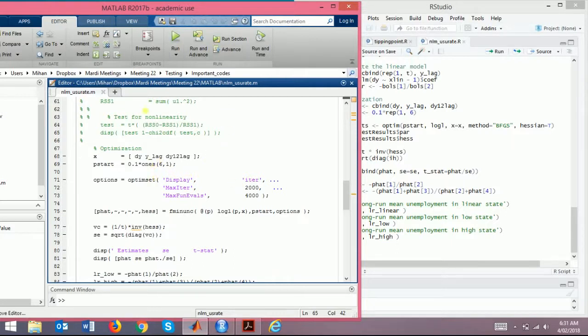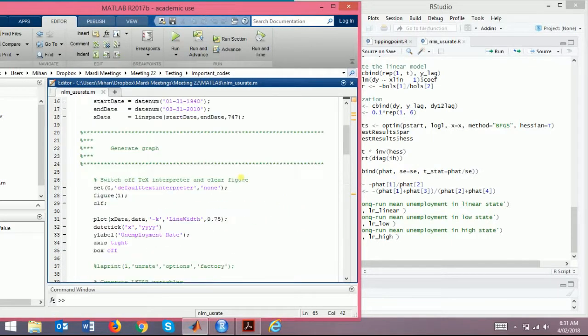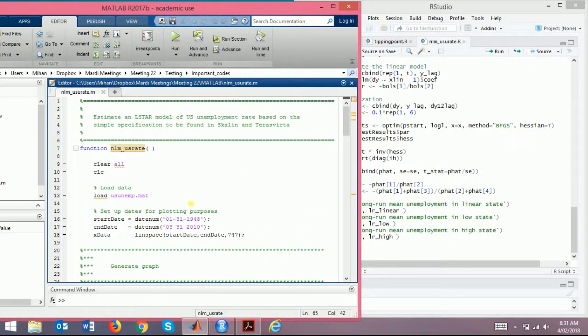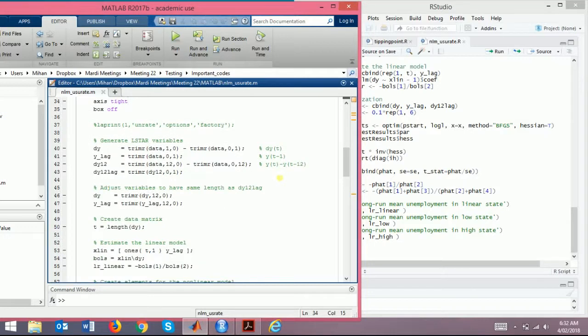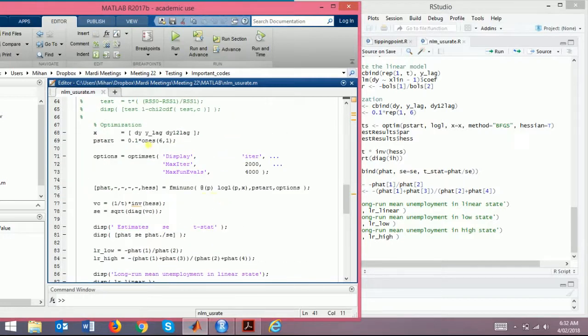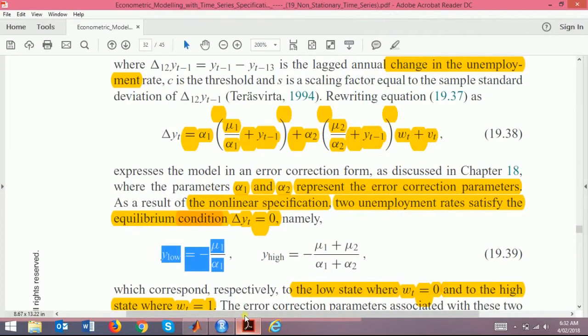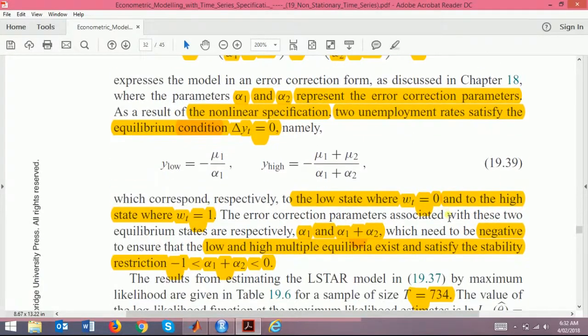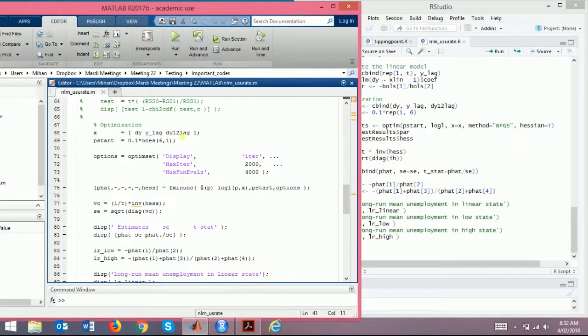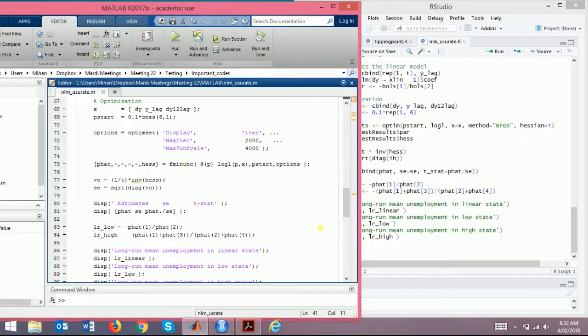So these three inputs that we had, we are going to use them for initializing our data. We have defined dy, we have defined YLAG, and dy 12 lag, we already defined them, and we have 6 parameters here, isn't it? Because we have 6 unknown parameters, 1 2 3 4, mu and variance, 6 parameters that we are going to estimate from P.